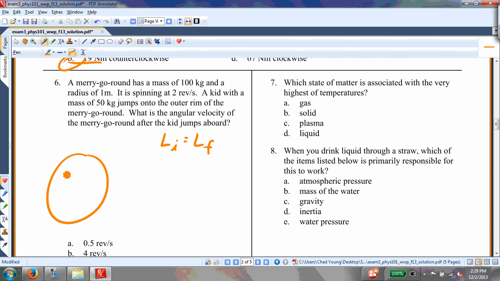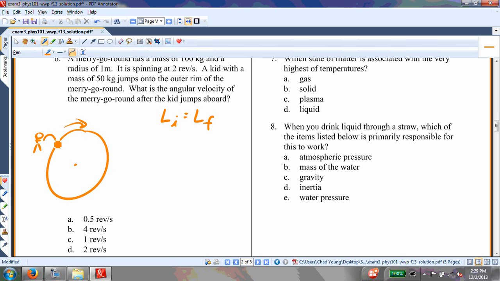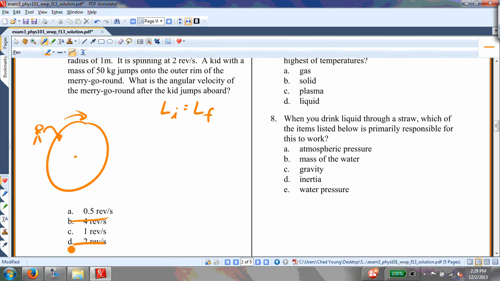I have this disk, it's spinning around, and then I have a kid that jumps onto the outer edge and increases the moment of inertia, which is going to slow it down. So I already know it's going to slow down. That'll get rid of a couple of answers. That'll get rid of B and D. So now we're just left with A and C. We want to know by how much does it slow down.